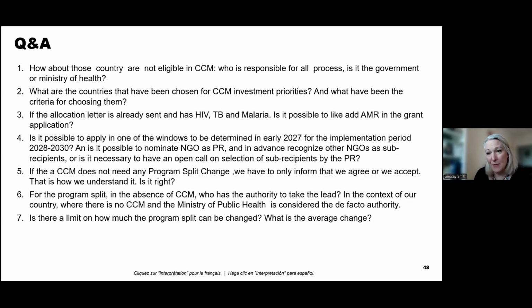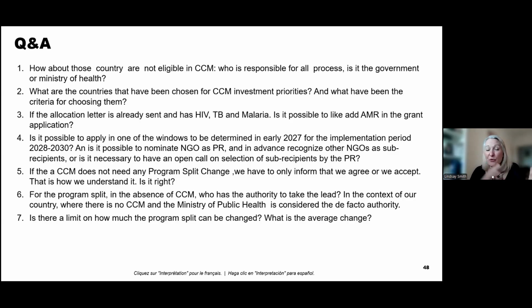You can find out the name of that fund portfolio manager that is responsible for your portfolio on the Data Explorer site. You can search for the country and you'll be able to access the name and the contact email of the relevant fund portfolio manager from the Global Fund. Number 7, is there a limit on how much the program split can be changed? What is the average change? Interesting question. So it depends on the grant cycle.